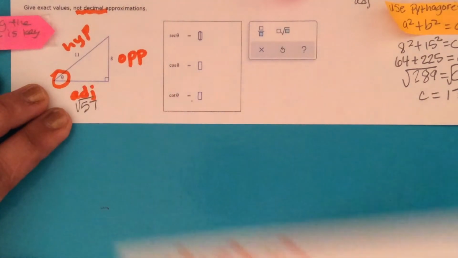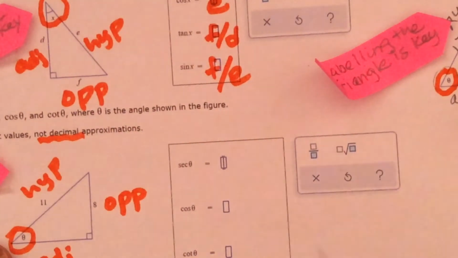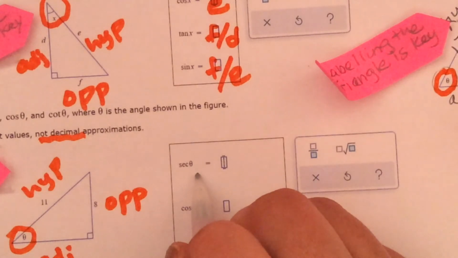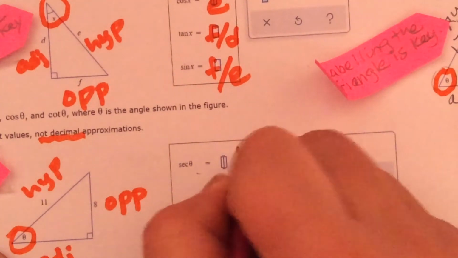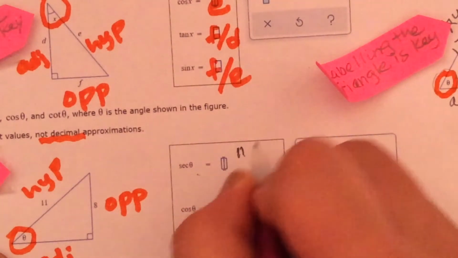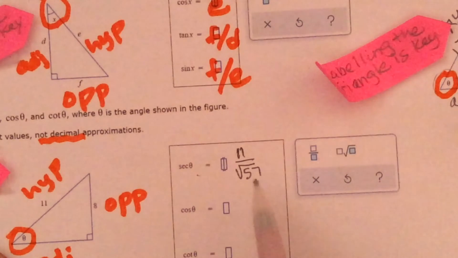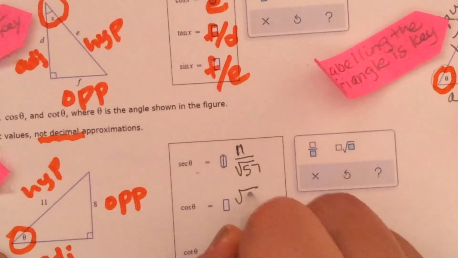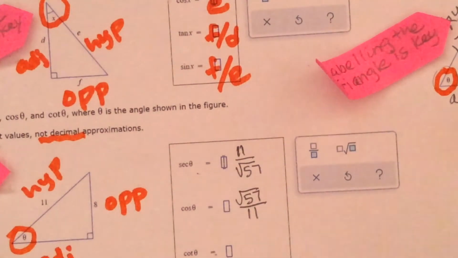Okay, and so now we're able to answer these questions right here. So the secant, remember the secant is the reciprocal of the cosine. So it's the hypotenuse over the adjacent. So hypotenuse is 11 over the adjacent, square root of 57. So then that would be your answer. The cosine, that's the reciprocal of this, so that's the square root of 57 over 11, or you could just say adjacent over hypotenuse.